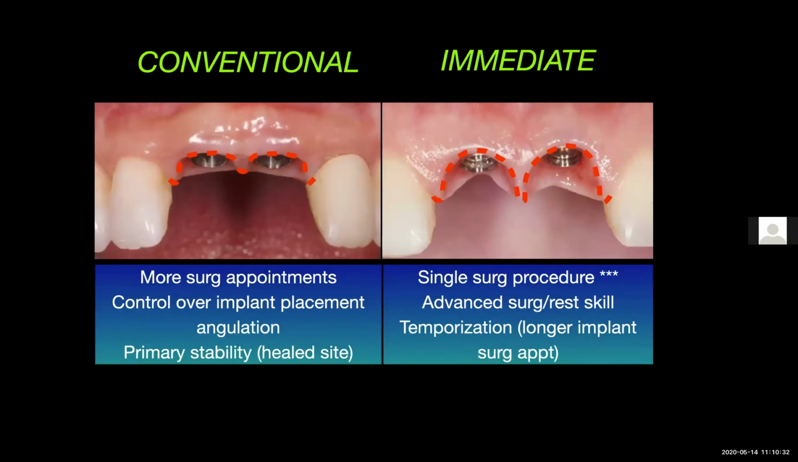So you would ask why clinicians would choose one implant placement method over another. With the conventional placement method, you have more surgical appointments from the time of extraction to when the implant is ready to be restored. The advantage of the conventional method is that you have control over the implant placement angulation, and it's more predictable to achieve primary stability because you are working with a healed surgical site. The immediate placement, however, is often a single but longer surgical procedure and requires more advanced surgical and restorative skills. It requires more time because you often have to do grafting and make a provisional on the same day of surgery.